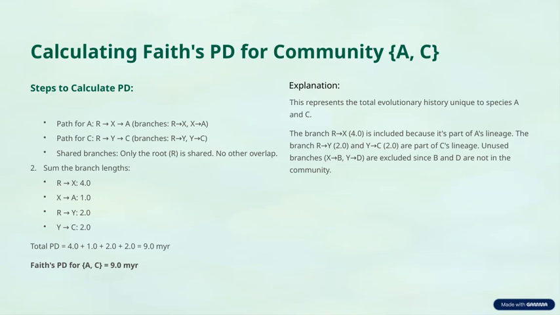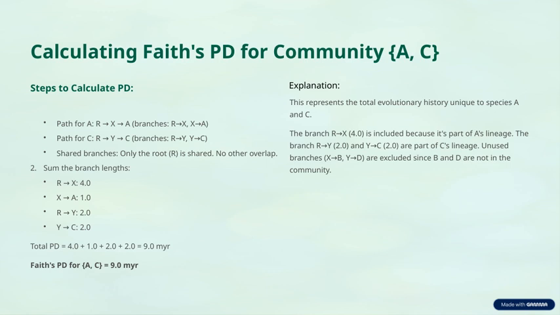Now let's walk through how we calculate Faith's phylogenetic diversity, or PD, for the community consisting of species A and C. First, we look at the paths for each species. For species A, the path starts at the root, R, then goes through branch X, and finally reaches A. Similarly, for species C, the path is from R to branch Y, then down to C. It's important to note that the only shared branch between these two lineages is the root. There are no other branches they share, which means each species contributes unique evolutionary history beyond R.